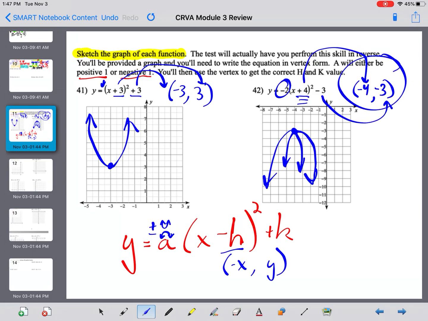Only where is the vertex? And you're going to be given the vertex on the graph, so then you need to know, all right, if it's negative 4, that actually means a positive 4 in here. And if it's negative 3, then minus 3 for the y is just put on after the parentheses in the squared. Oh, it's going down, so I need a negative out in front.